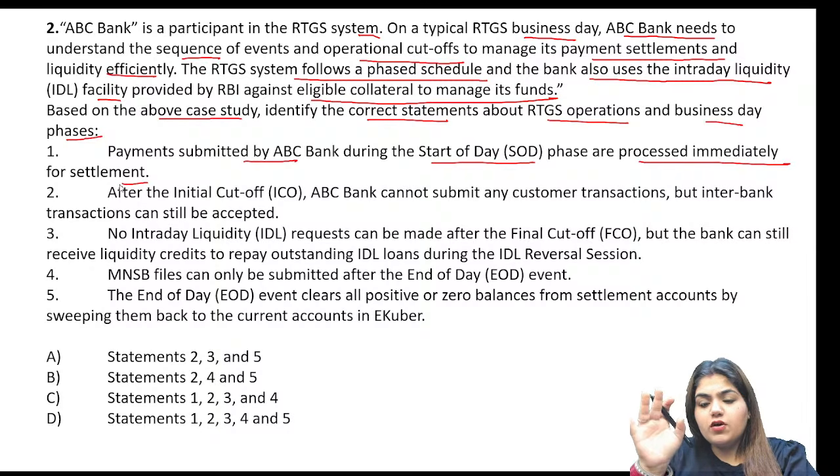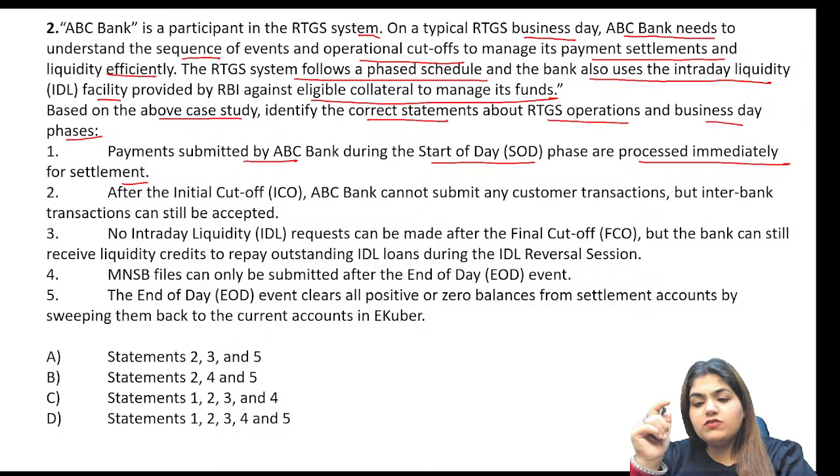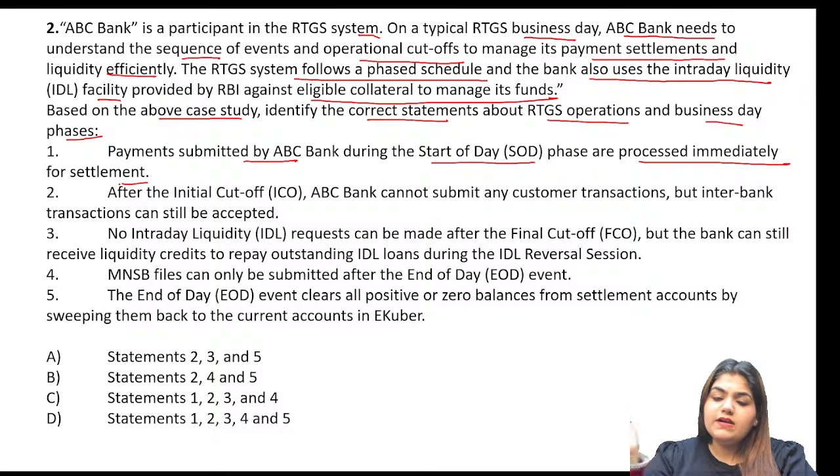After the initial cutoff, Bank ABC cannot submit any customer transaction, but interbank transactions can be accepted. Yes. Next, no intraday liquidity request can be made after the final cutoff, but the banks can still receive liquidity credits to repay outstanding intraday loans during the intraday reversal section. Correct. Next, MNSB files can only be submitted after the end of the day event.